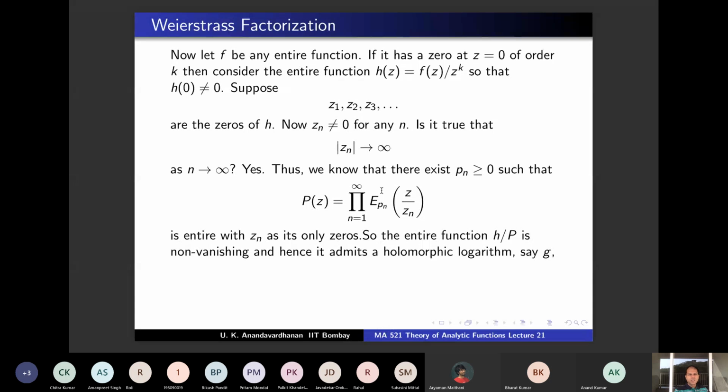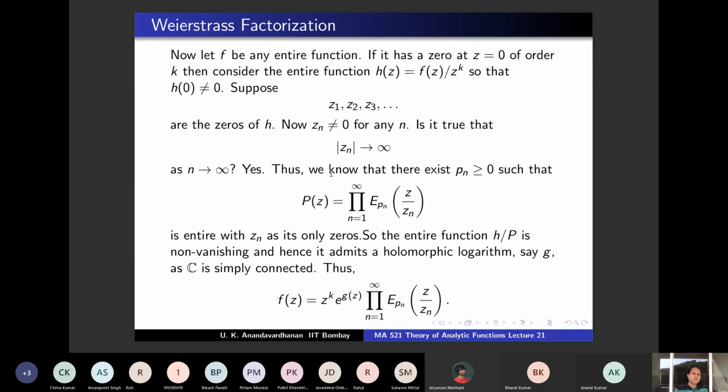So let's call it G. What is the meaning of this? That means H by P equals e power G, the exponential of G, because C is simply connected. Therefore, you can write F(z) as z power K times H(z), and H(z) is P(z) times e power G(z).